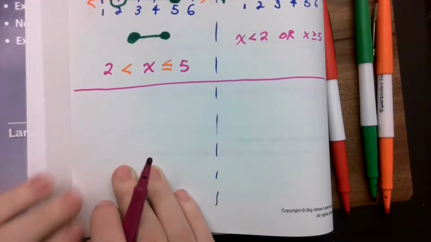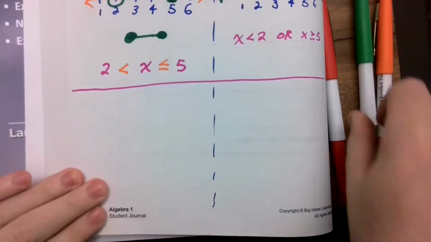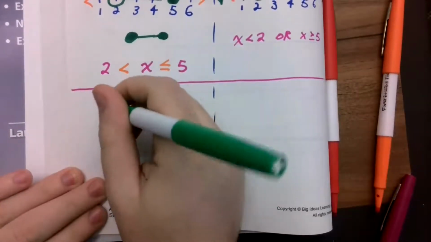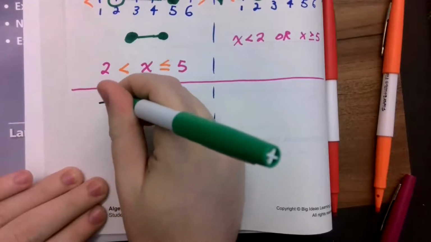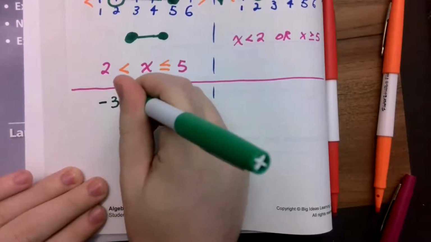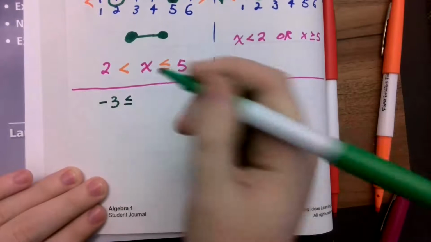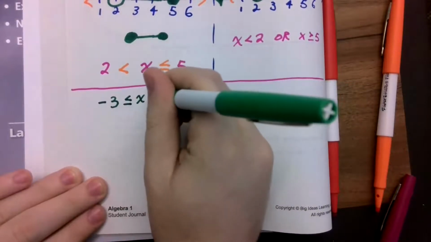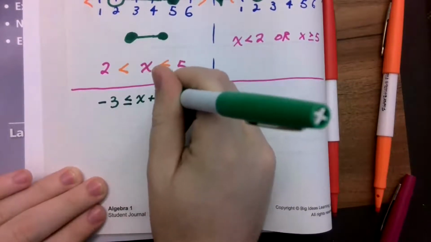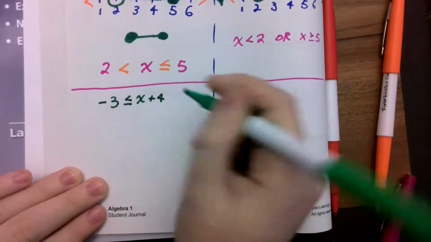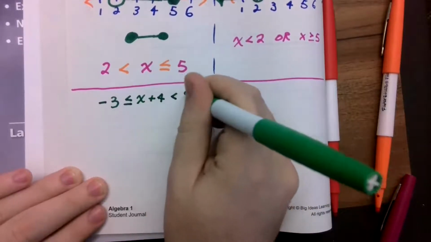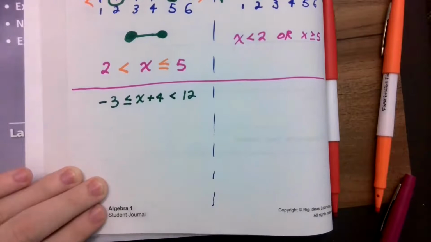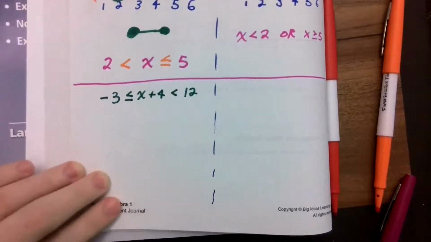What would you do if I gave you the following inequality? If I gave you the inequality, -3 is less than or equal to x plus 4, which is also less than 12. Uh-oh, now we've got some math to do.